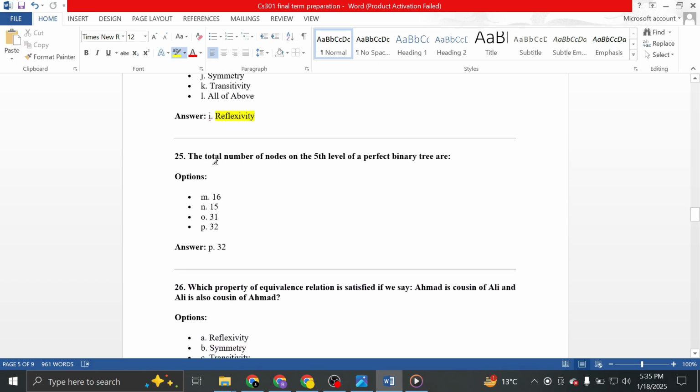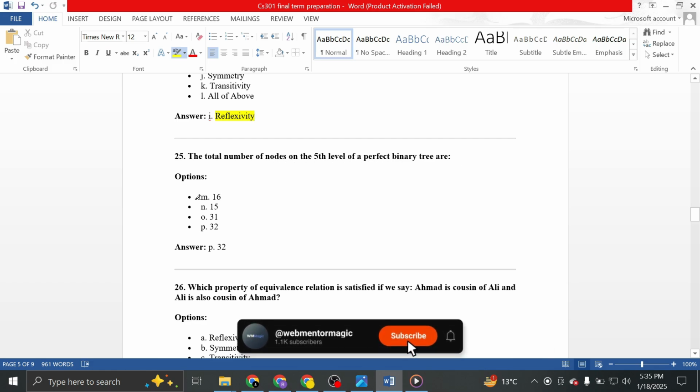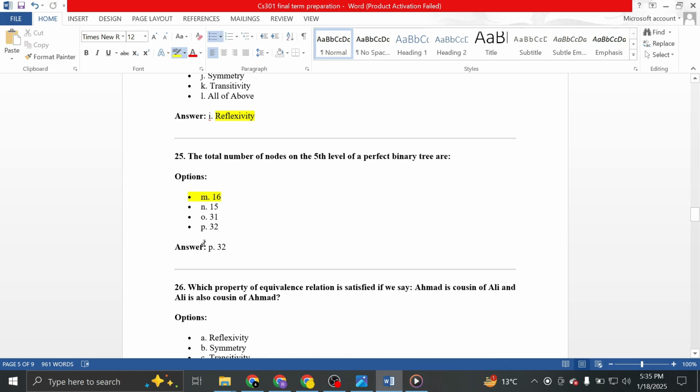Question 25. The total number of nodes on the fifth level of a perfect binary tree are: Options: M. 16, N. 15, O. 31, P. 32. Answer: P. 32.